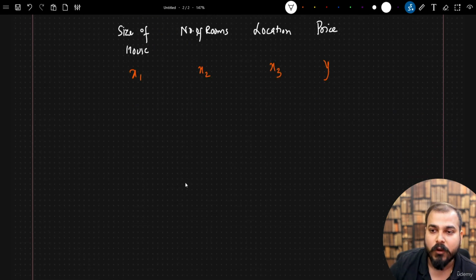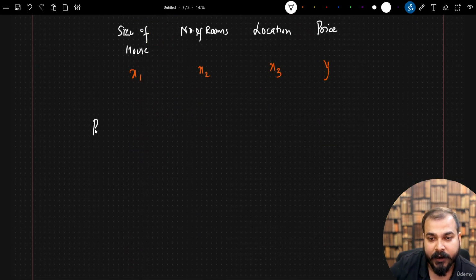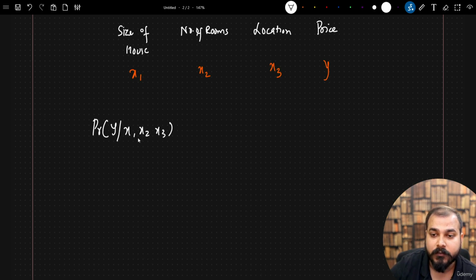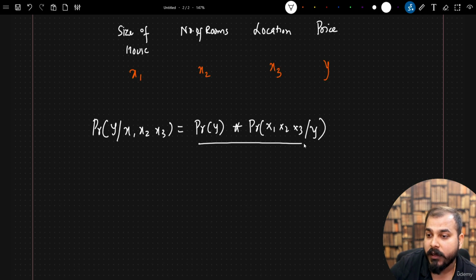In Bayes' theorem, we will write the equation like this. It is very simple, guys. The same equation that was there over here, in the same way I'll write it. So the probability of y given x1, x2, x3. These inputs are already there. This will further be written as probability of y multiplied by probability of x1, x2, x3 given y, divided by probability of x1, x2, x3.